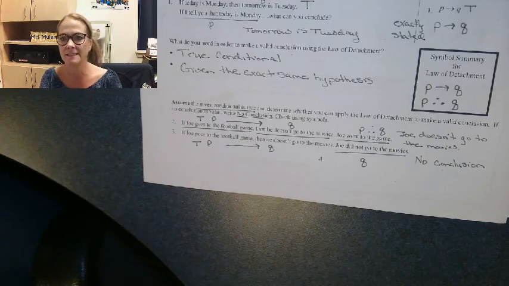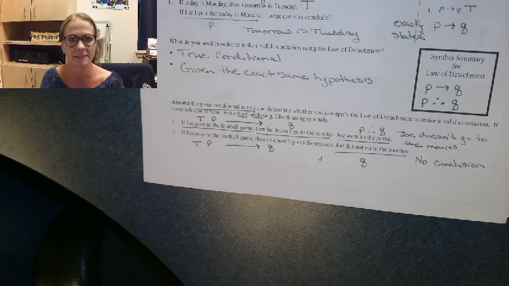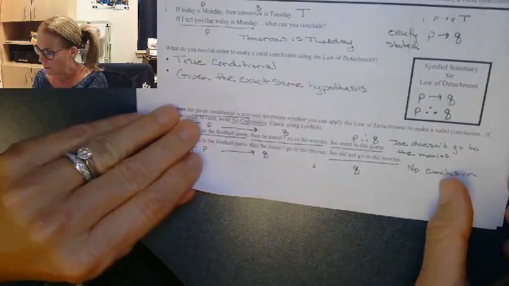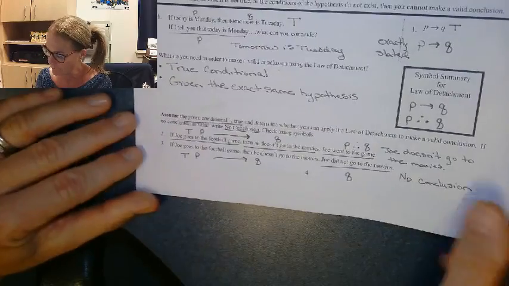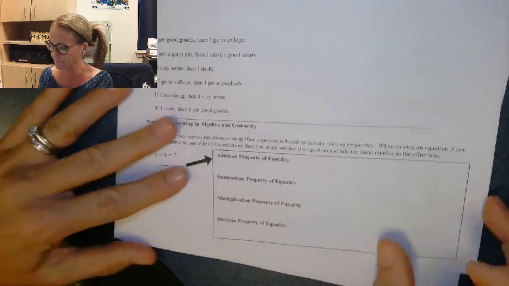All right, so just because he didn't go to the movies, it doesn't mean he necessarily went to the football game. He could have gone somewhere else. So no conclusion there because the setup wasn't perfect for the law of detachment. All right, that's the first one, the law of detachment. Our second one is the law of syllogism.